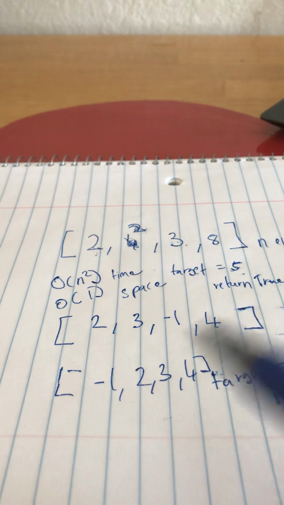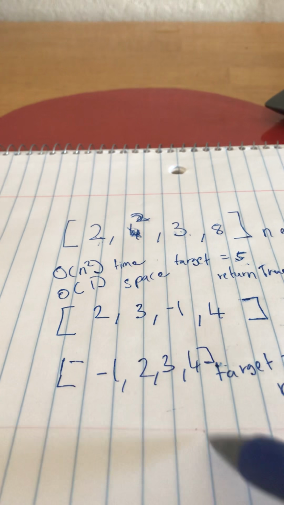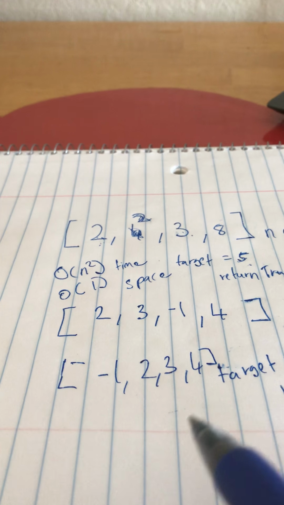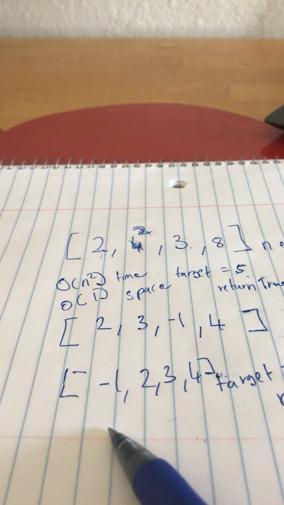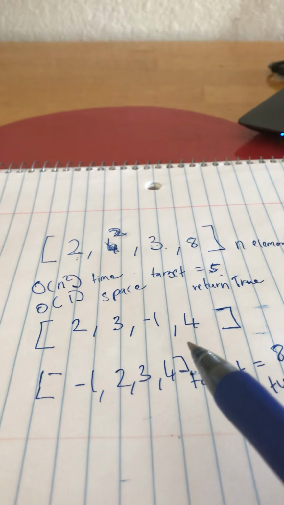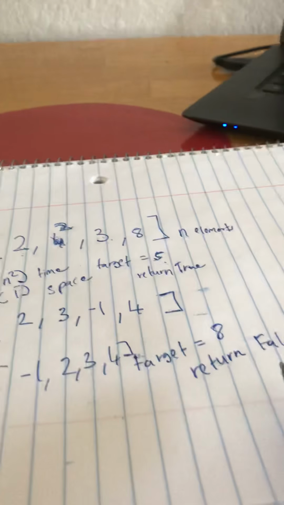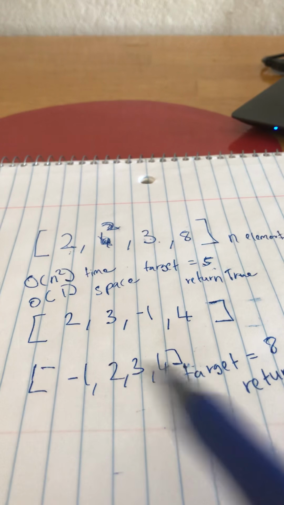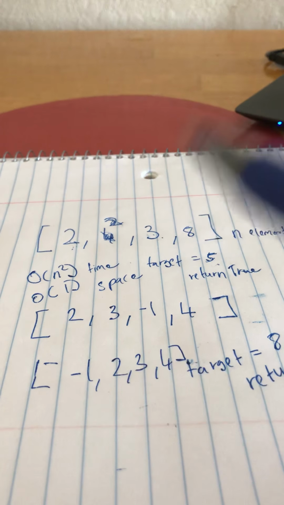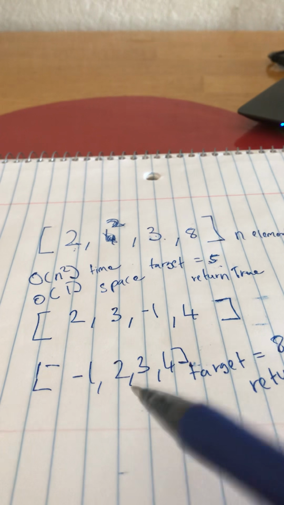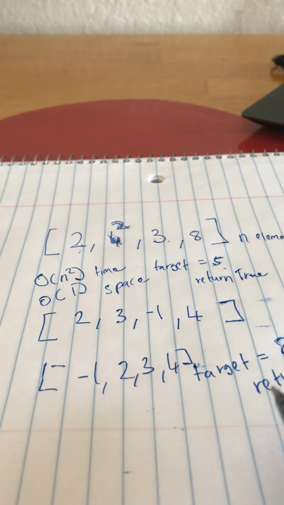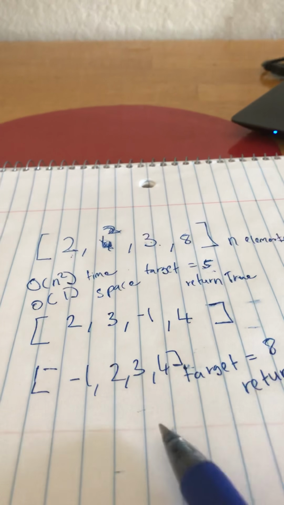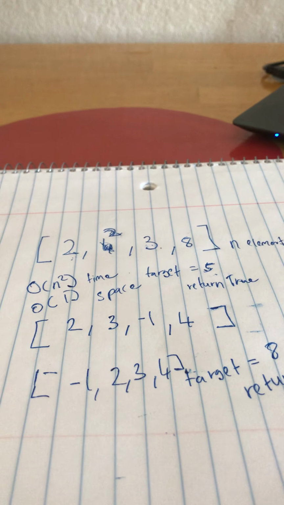What we can do now is sort it, and then for each element, let's say we start with -1, we find the complement of it. Let's look at the 2, it's easier to think about it. With the 2, you would be looking for a 6. Because the array is sorted now, you could do binary search and then just look for the 6.